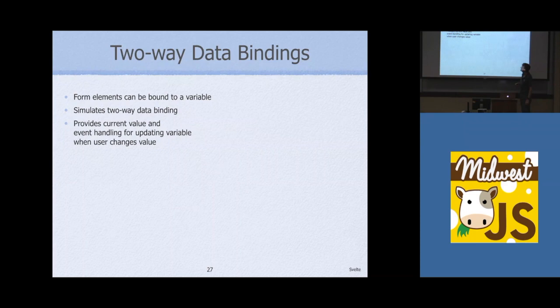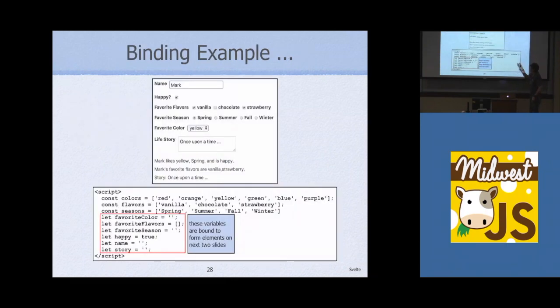Two-way data bindings are really cool. It makes it so that I can get the current value of a thing and render it, but if the user changes it, it will update that variable for me, which would typically be a piece of state in that component. And so in this example, we've got this UI that you see up at the top.